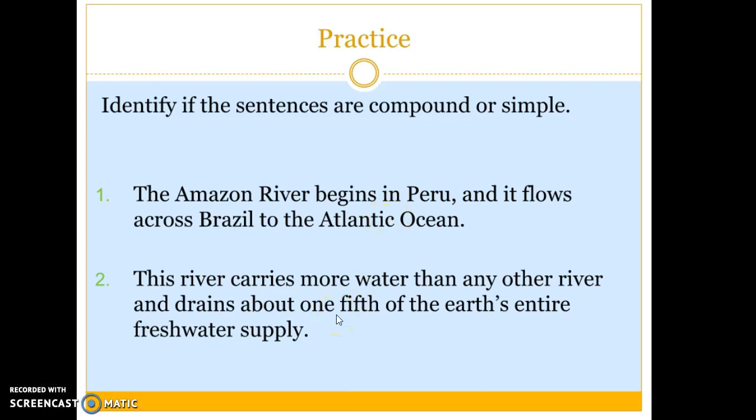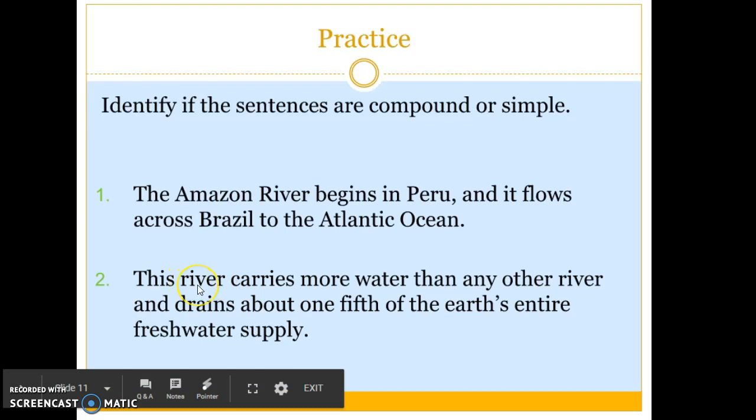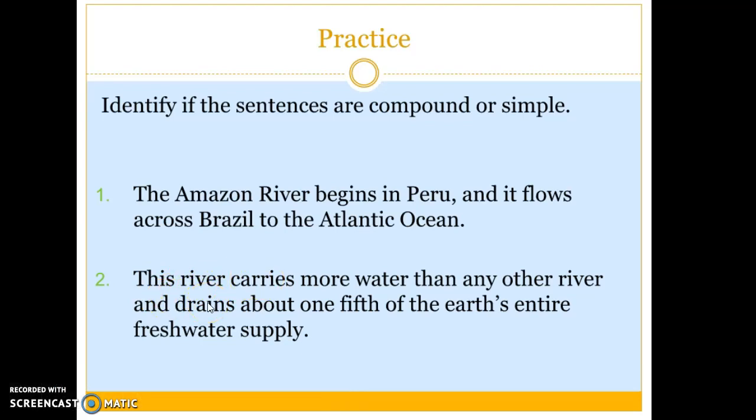Then I have this one, which is a really long sentence, but I can't be fooled by that. This river carries more water than any other river and drains about 1/5 of the Earth's entire freshwater supply. I only have one complete thought here. The river is my subject, the river is carrying, and the river is draining. The river is just doing two things, but there's still just one river, okay? So this is a simple sentence.